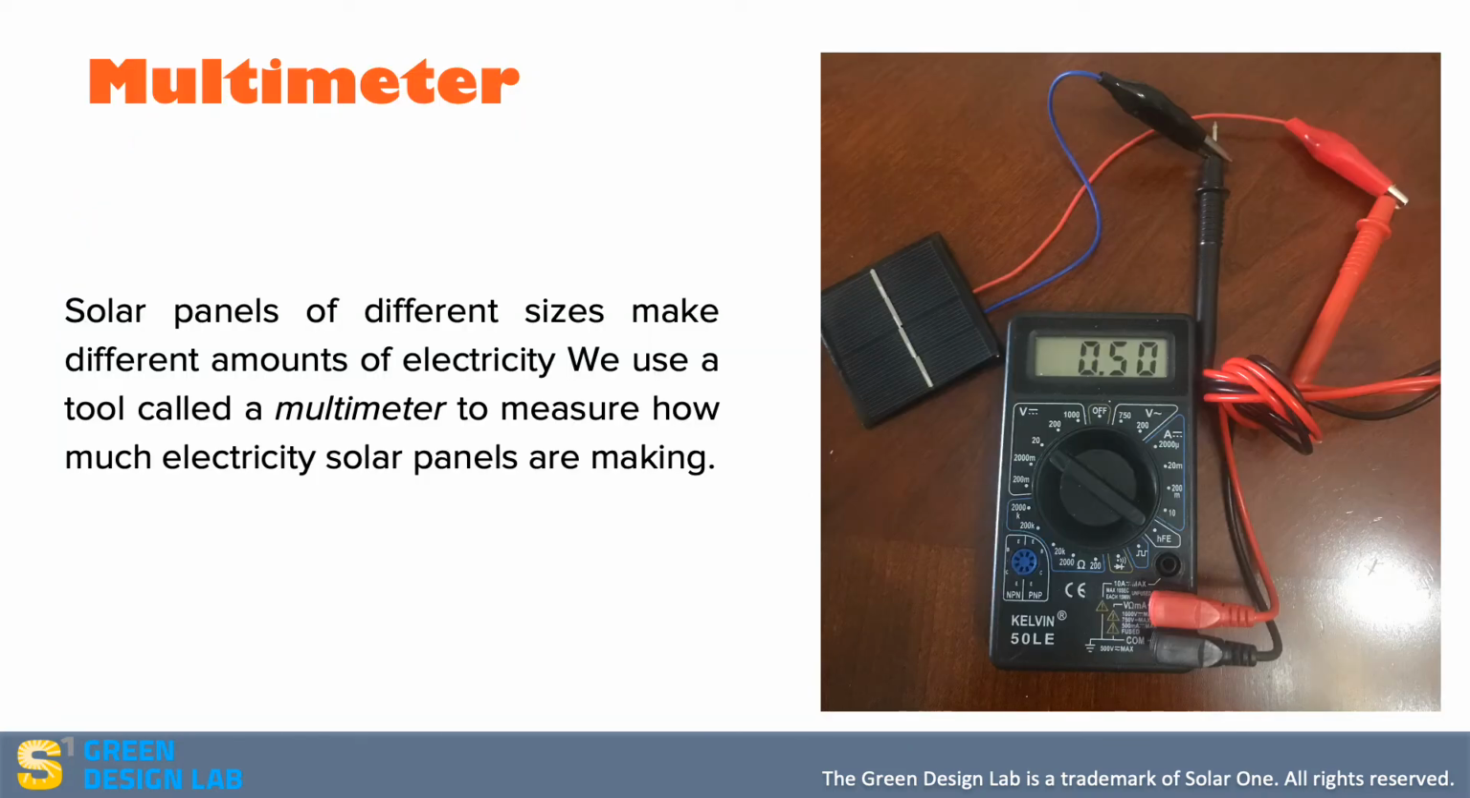A multimeter is a tool we can use to measure how much electricity solar panels make. Even if we do not have a motor connected to a panel, it can still be producing electricity, as shown in this picture. A multimeter tells us in volts how much electricity we are generating.